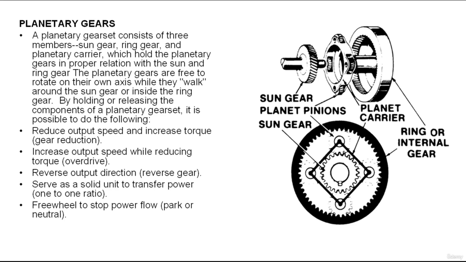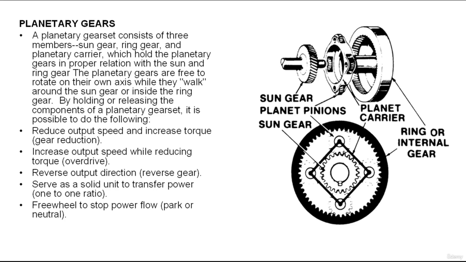Planetary pinion gears are small gears fitted into the framework called the planetary carrier. The planetary carrier can be made of cast iron, aluminum, or steel plate and is designed with a shaft for each of the planetary pinion gears. And the planetary pinion gears are called planetary pinions.